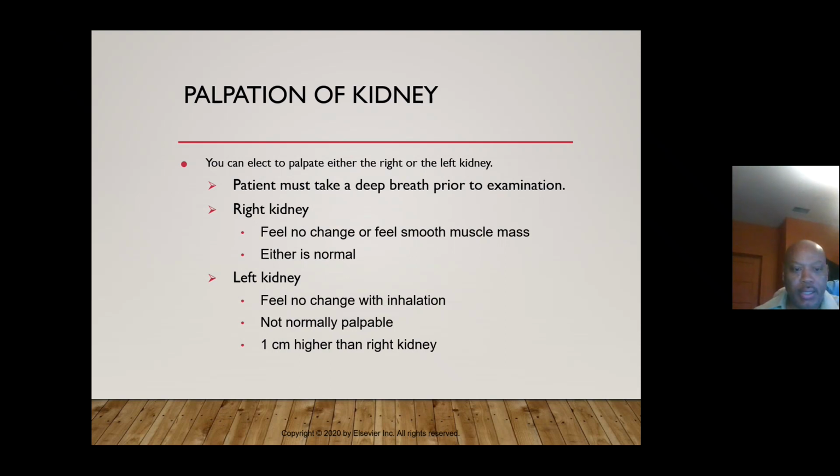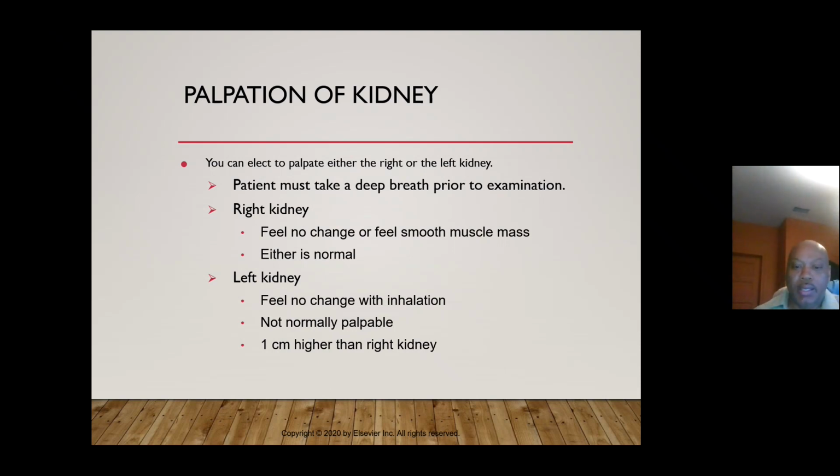In terms of the left kidney sitting one centimeter higher than the right kidney, well, I had it backwards. So it's the left kidney that is normally not palpable. The right kidney you can at least feel the lower pole of, but the left is not normally palpable. And so we search for it by reaching the left hand over across the abdomen and behind the left flank for support.